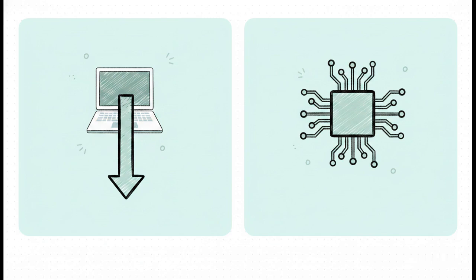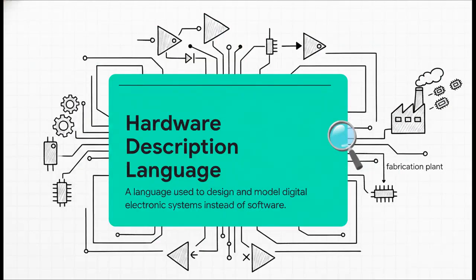You're describing exactly how physical components are wired together and how that entire circuit should behave when electricity flows through it. And that's exactly why Verilog is what we call a hardware description language, or HDL. It's a highly specialized language used to design and model digital electronic systems instead of software. It essentially lets us conceptualize and model incredibly complex digital systems. We're talking literal billions of transistors here, long before we ever have to pick up a soldering iron or send a design off to a multi-billion-dollar fabrication plant.